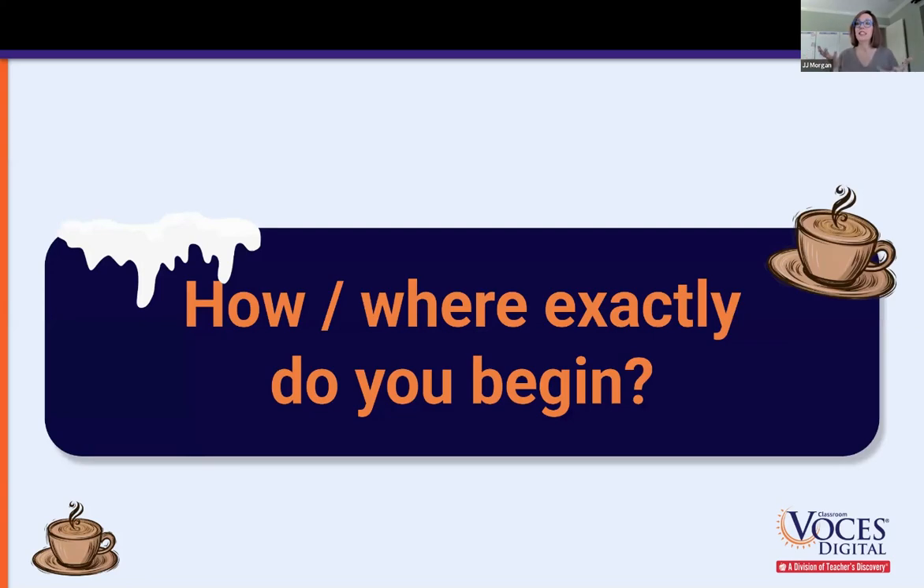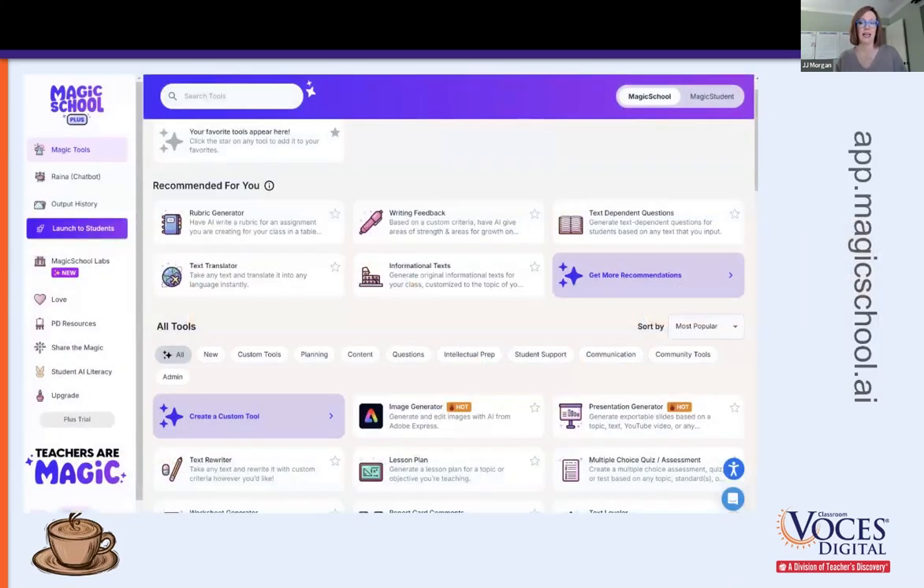So where exactly do we begin when you're creating a thematic unit? A good tool to know about is Magic School. You can raise your hand or thumbs up or whatever if you have used or know of Magic School. I'm a little bit new to it. I use a lot of ChatGPT and some Magic School, and a lot of new Google Gemini for images.